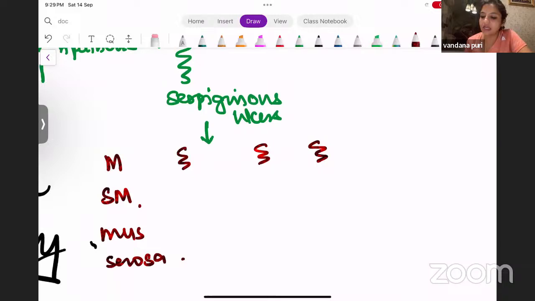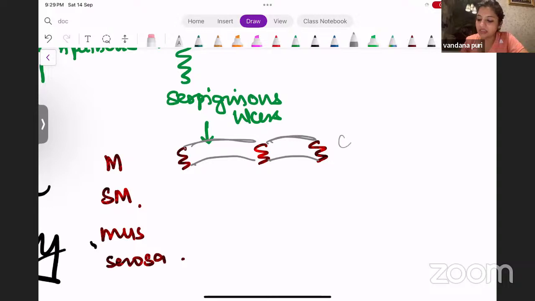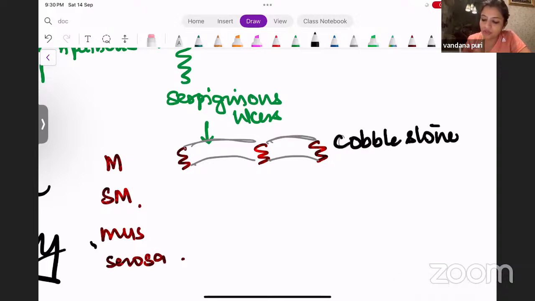What happens is the areas which are not involved are normal, like this, and the areas which are ulcerated have burrowed down. This appearance is very classically called the cobblestone appearance. What is this appearance called? Cobblestone appearance. The normal epithelium is on top, the ulcers go deeper. So this looks like cobblestone pavement. We will just see now how it appears. So that is the cobblestone appearance, which is what you see in the mucosa.